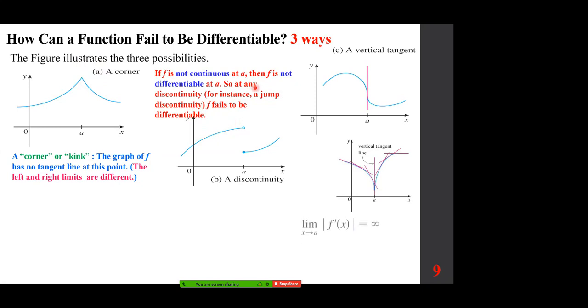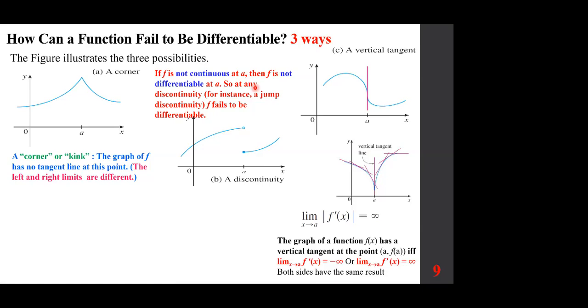And then a vertical tangent line. If you take a limit of f prime as x approaches a and it ends up being infinity or negative infinity, that is called a vertical tangent line. The graph of a function has a vertical tangent line at the point a, f of a, if and only if the limit is either negative or positive infinity. And as you recall, for a vertical line, when we discuss the slope, we say the slope is undefined. That's really the idea behind that.